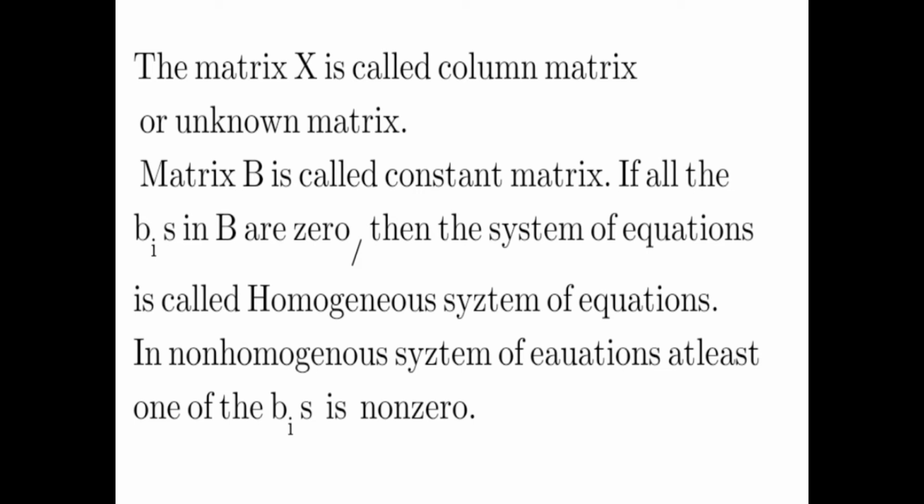And in a non-homogeneous system of equations, at least one of the bi's in the constant matrix is non-zero. So at least one of the bi's, b1 may be non-zero, or b2 may be 0, or a few of the bi's are non-zero.